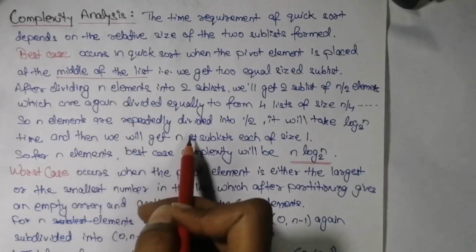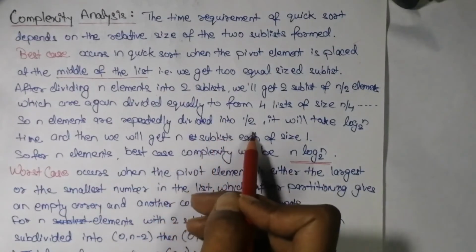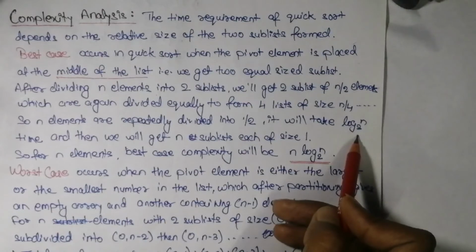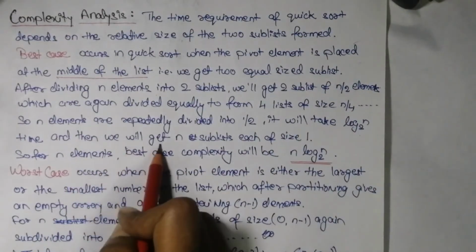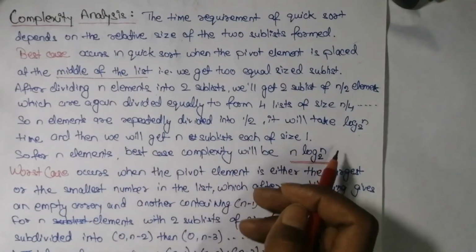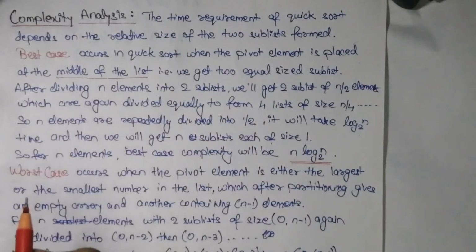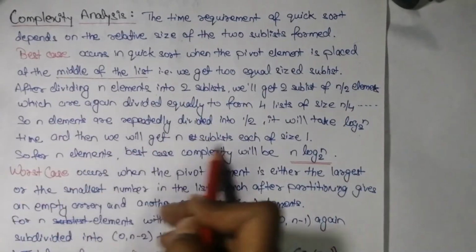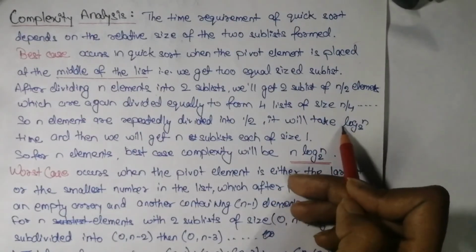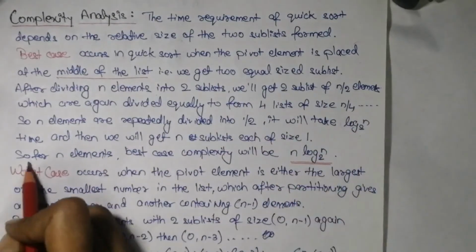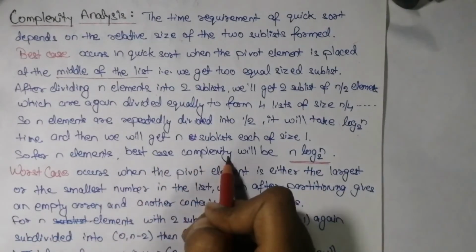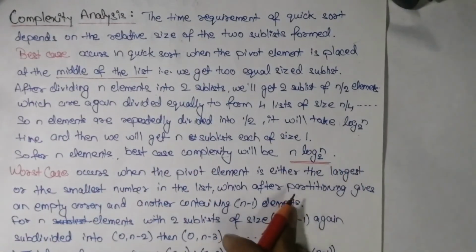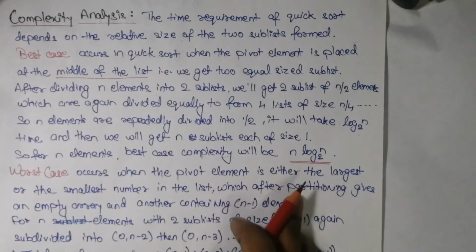So, when n elements are repeatedly divided into half, then we know it takes log n time, right? And then we will get n sublists each of size 1. After many divisions, at some time we will get each sublist of size 1, right? So, for one element, if the complexity is log n, then for n elements, the best case complexity will come out to be n log n, right? So this is the best case complexity in big O notation.